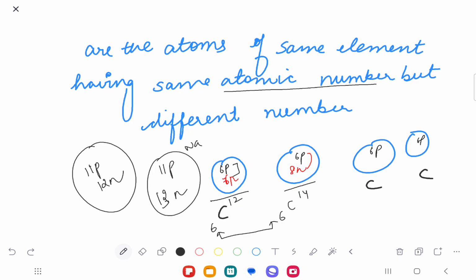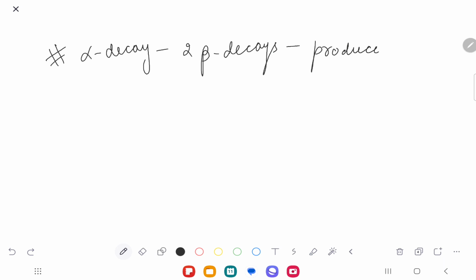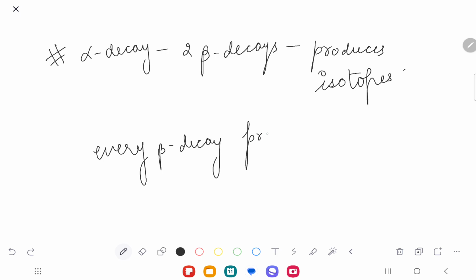Right? So this is how basically this is going to work. So now what can I conclude from here? That alpha decay followed by two beta decays produces isotopes, and every beta decay produces isobars.